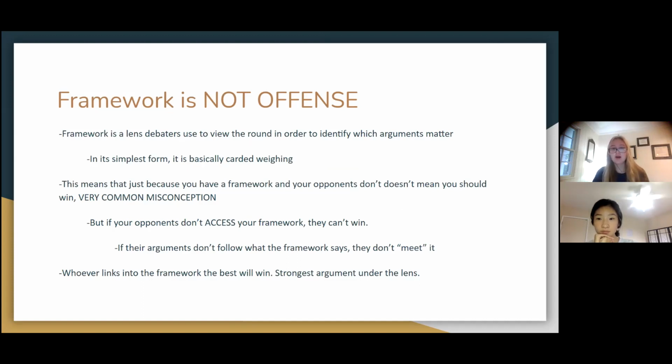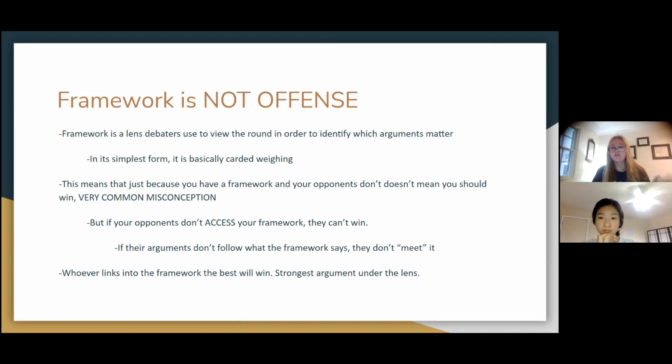So that means just because you have a framework and your opponents don't, doesn't mean you win the round. You still have to debate on that framework. And there's also an assumed framework in every round because you have impacts and you have weighing. Framework is just sort of above that.